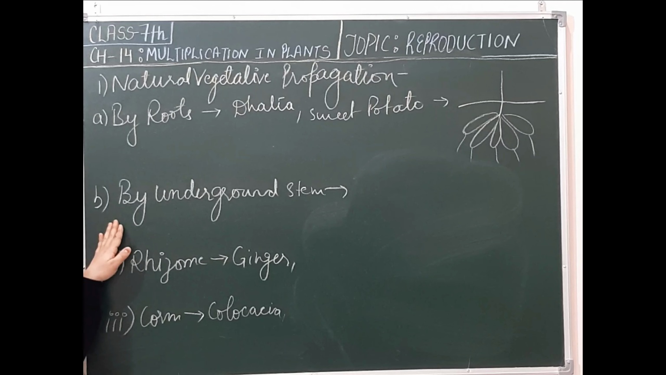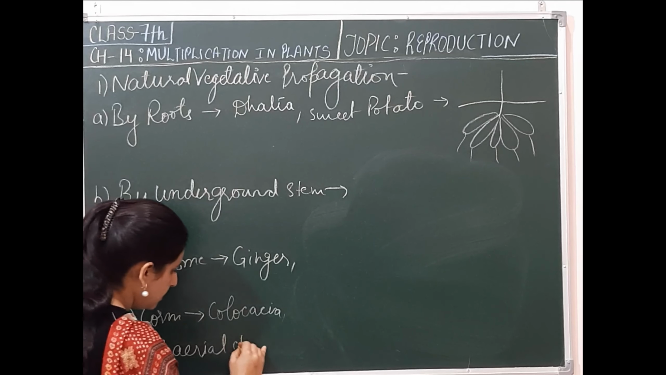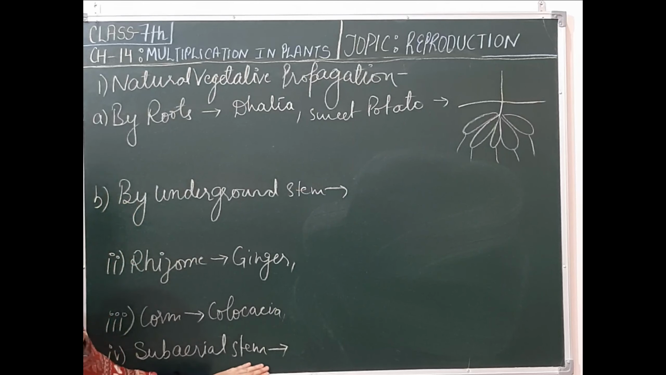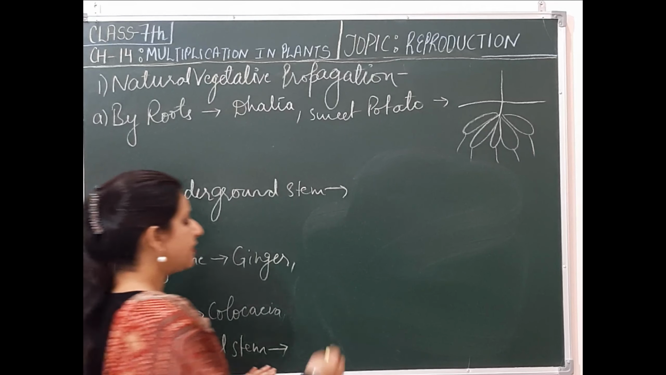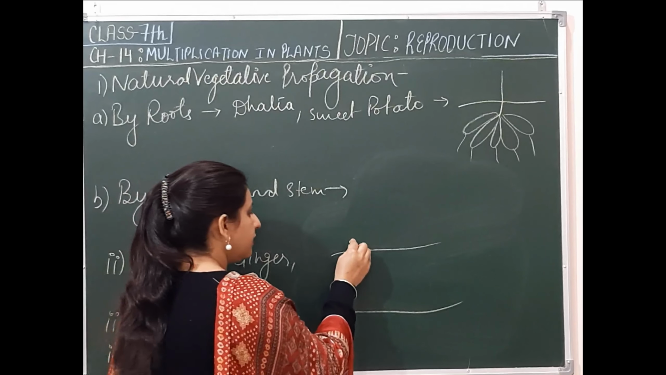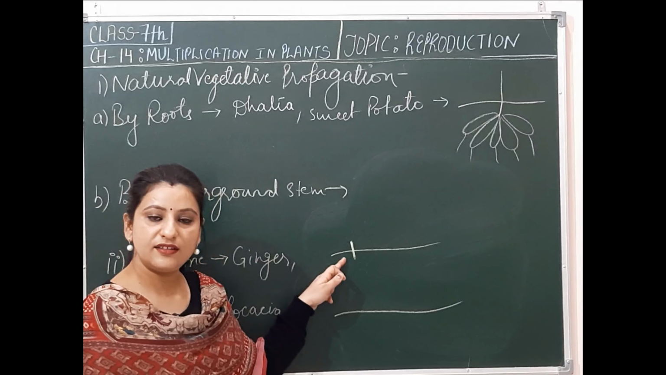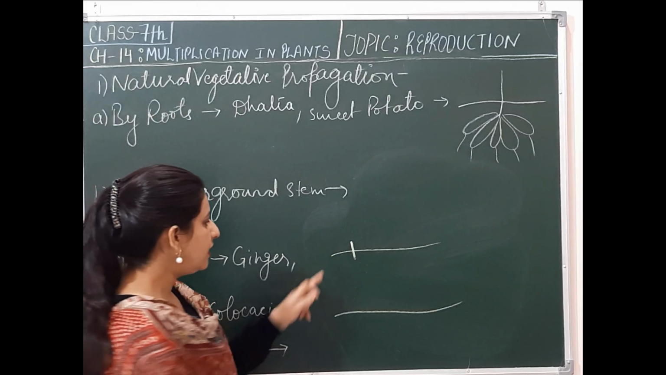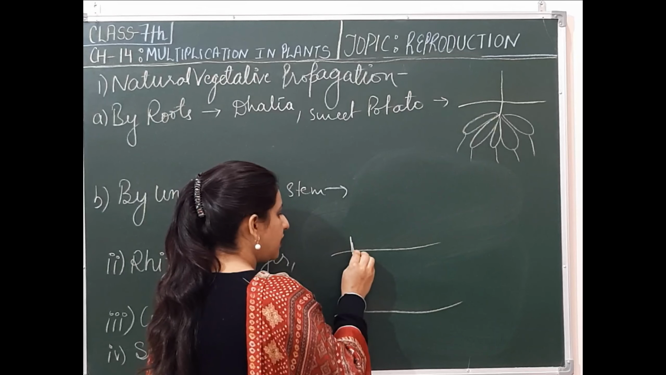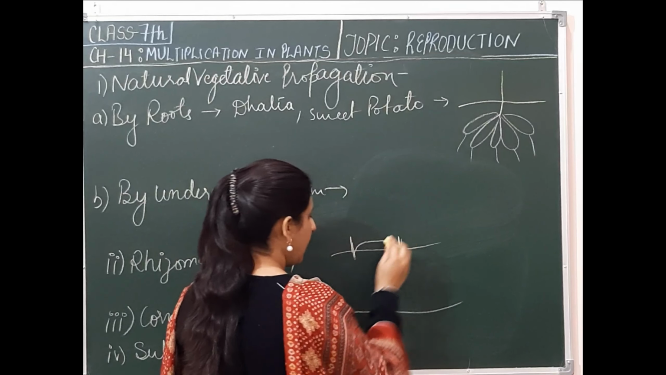The last in the category of underground stem is the subaerial stem. In case of subaerial stem, strawberry, mint, oxalis are the best examples. If this is the stem of the plant, mostly it is half inside the soil and half outside the soil. Then this type of structures can arise from the stem, and they dip into the soil, and it will give rise to a new stem.